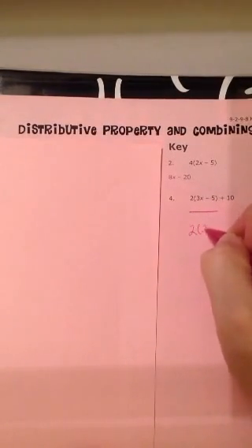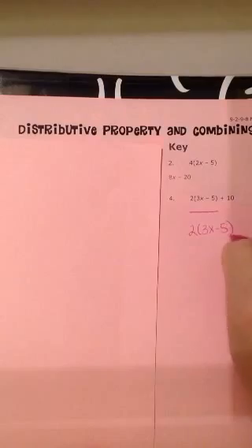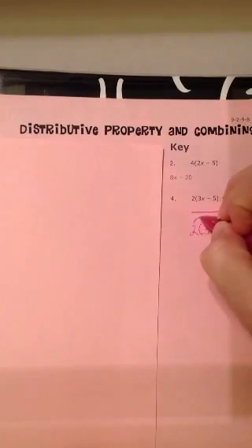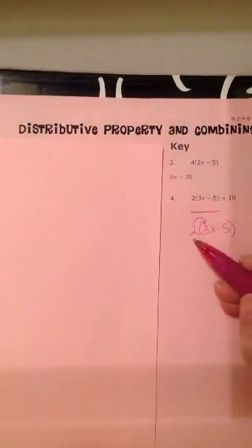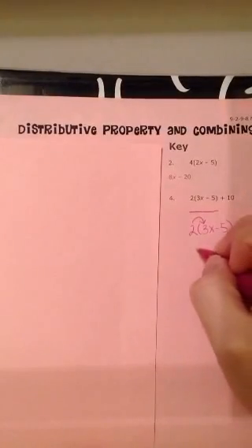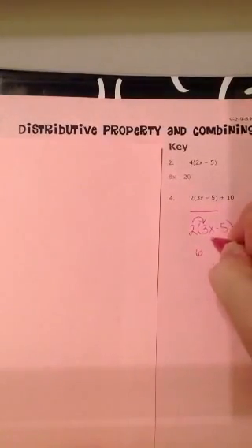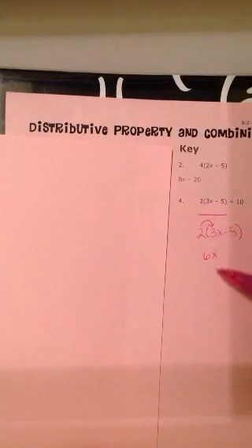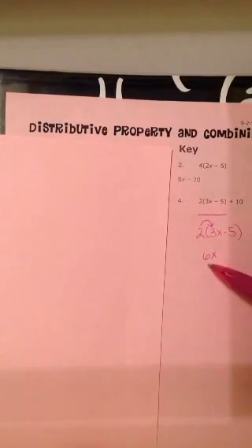So I have 2 groups of 3x minus 5. So what does that mean? I'm going to distribute the 2 to the 3 and multiply. 2 times 3 gives me 6. And then I'm going to just bring down this x. Another way I could say that is, if I have 2 groups of 3 x's, I have 6 x's total.